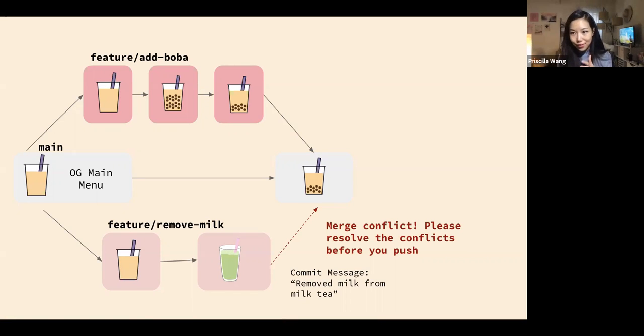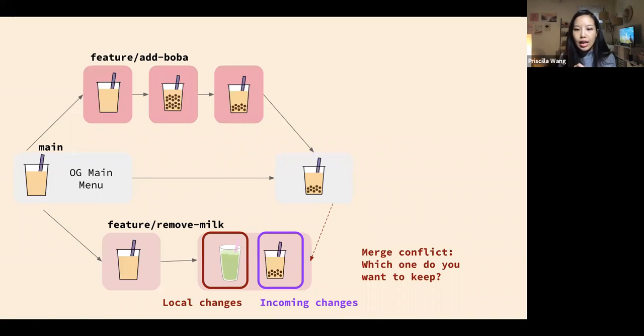So it's really confused. They're like, all right, which one do you want to keep, right? Because they can't make that decision for you. Do you want to keep the one with boba, or do you want to keep the one with just pure green tea? So it's going to give you an option, it's going to give you three options actually.